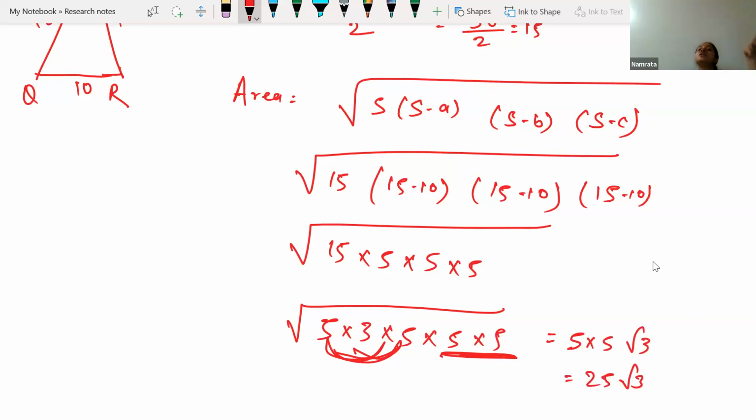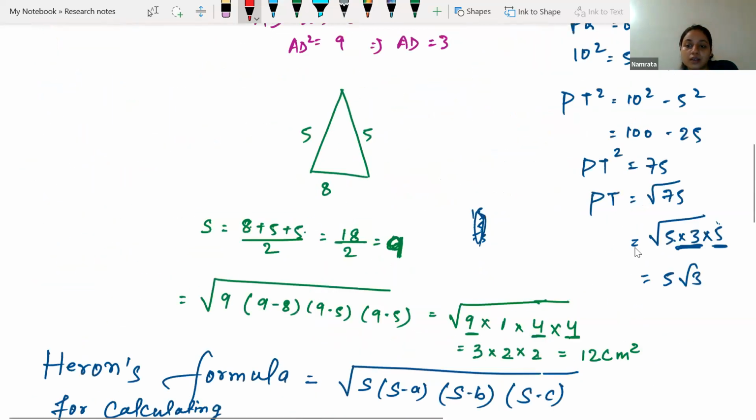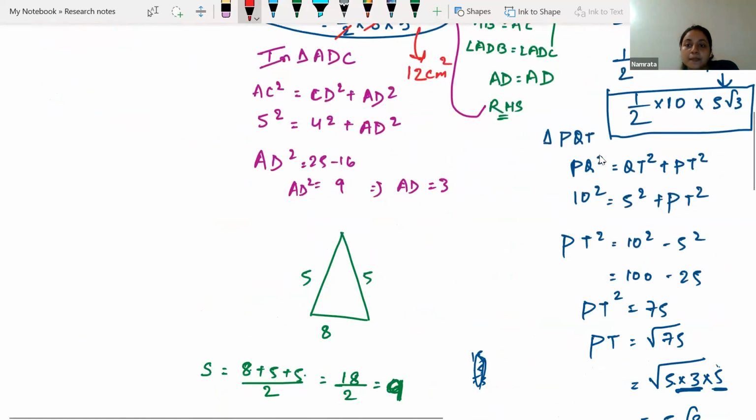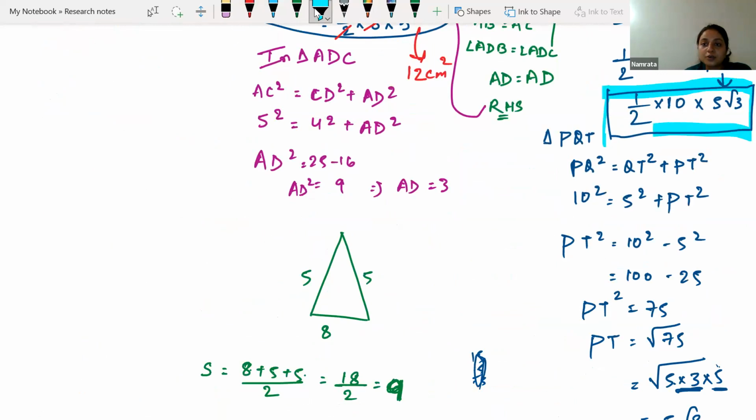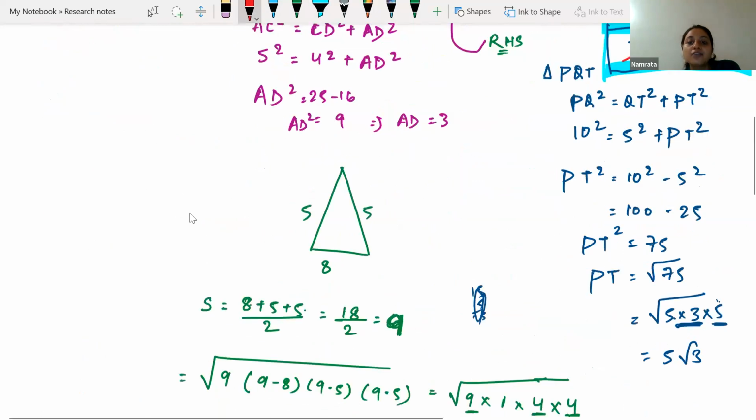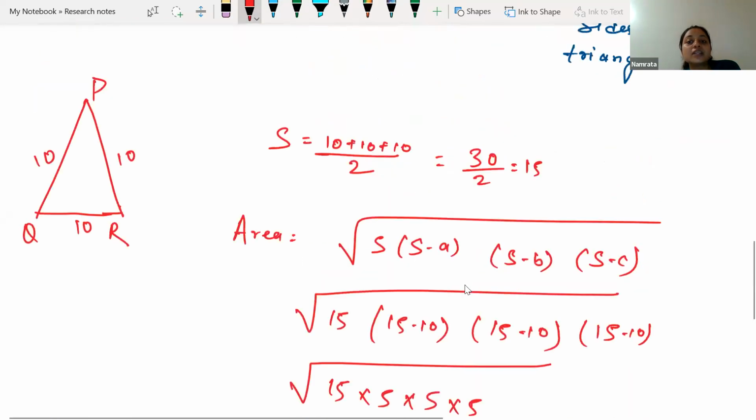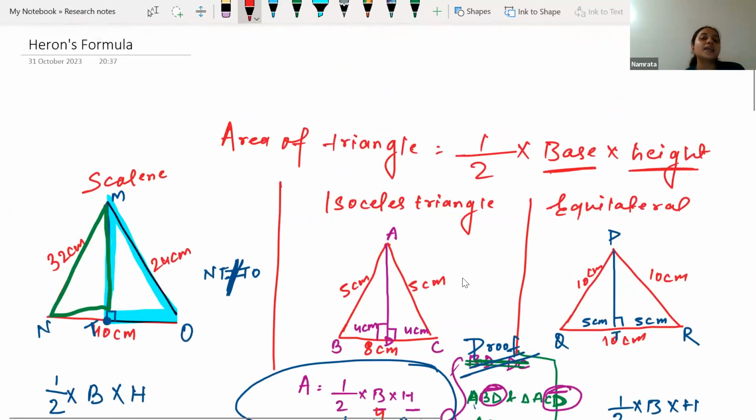Let's check. Previously, were we having 25 root 3 as the area or not? Let's check. This rectangular box, can you see? Yes, ma'am. Here we need to do the calculation to check it. Let's do the calculation. 25 times 10... Can you see it's 25 root 3 only? Yes, ma'am. And now also we have got 25 root 3 only. So yes, this magical formula is helping us to find any triangle's area.